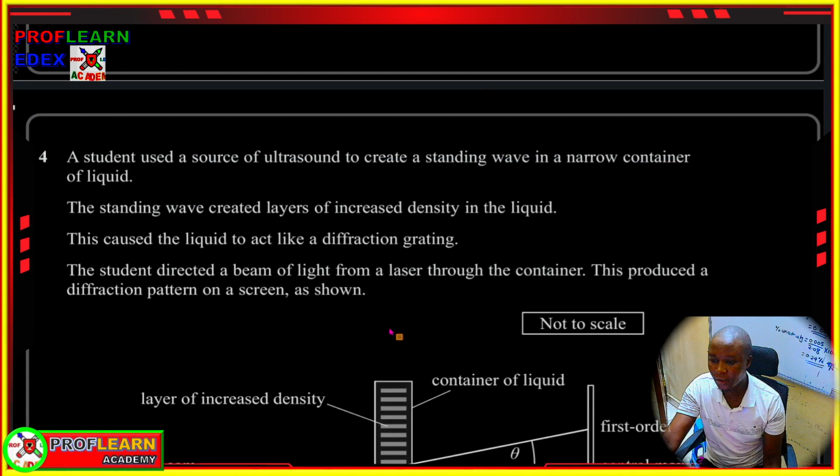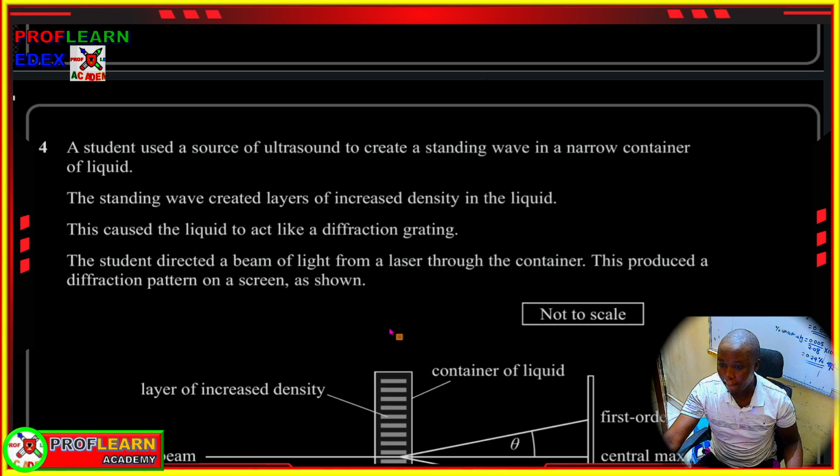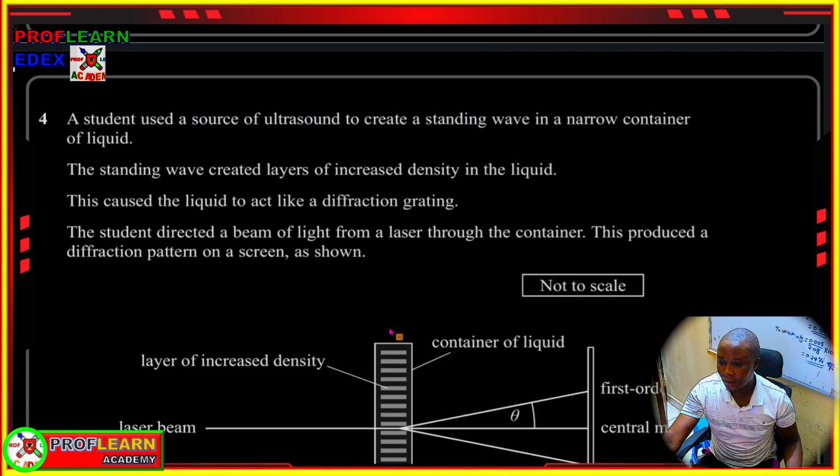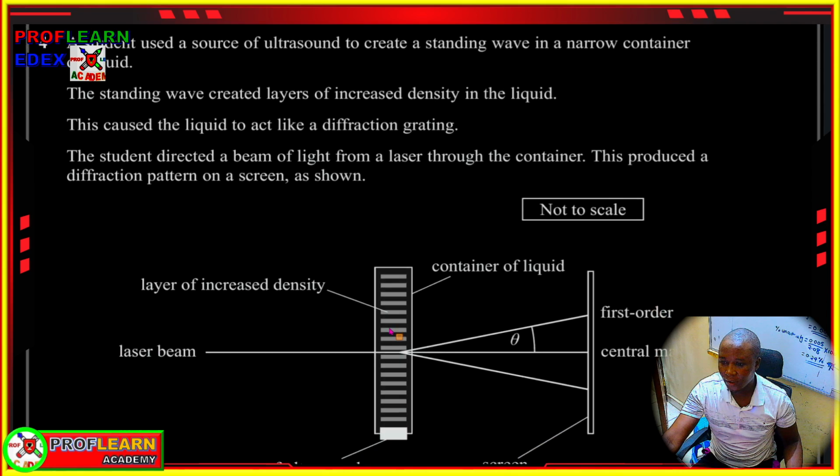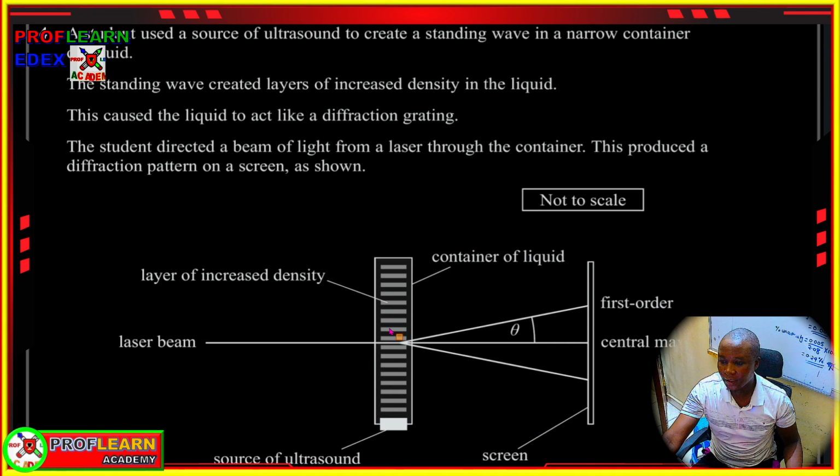We are told a student used the source of ultrasound to create a standing wave in a narrow container of liquid. The standing wave created layers of increased intensity. This caused the liquid to act like a diffraction grating. The student directed a beam of light from the laser through the container, and this produced a diffraction pattern as shown on the screen.